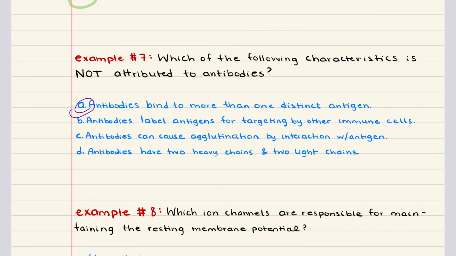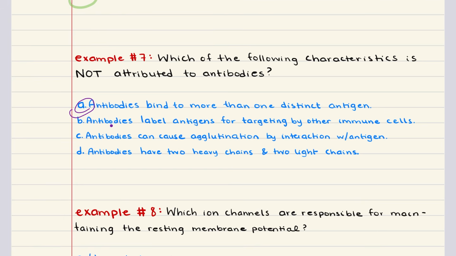Each antibody is highly specific and it binds to only one unique antigen. That's what gives antibodies their targeting precision. So they don't bind multiple different antigens. They're designed for one target only. Let's still work through the other answer choices.